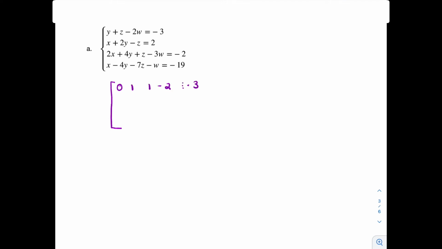So for row 1, that'd be 0, 1, 1, negative 2, and negative 3. For row 2, that'd be 1, 2, negative 1, 0, and 2. Repeat this for equations 3 and 4.